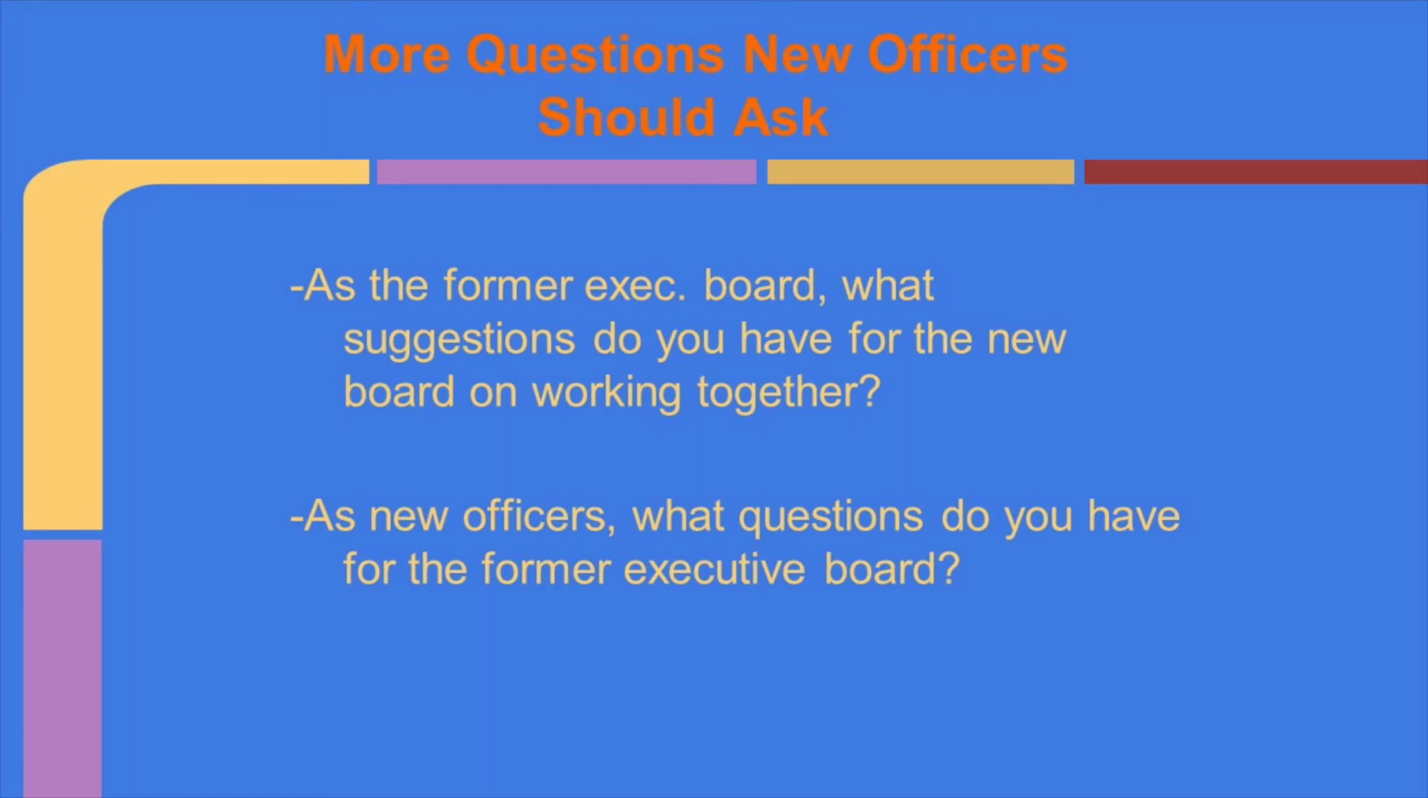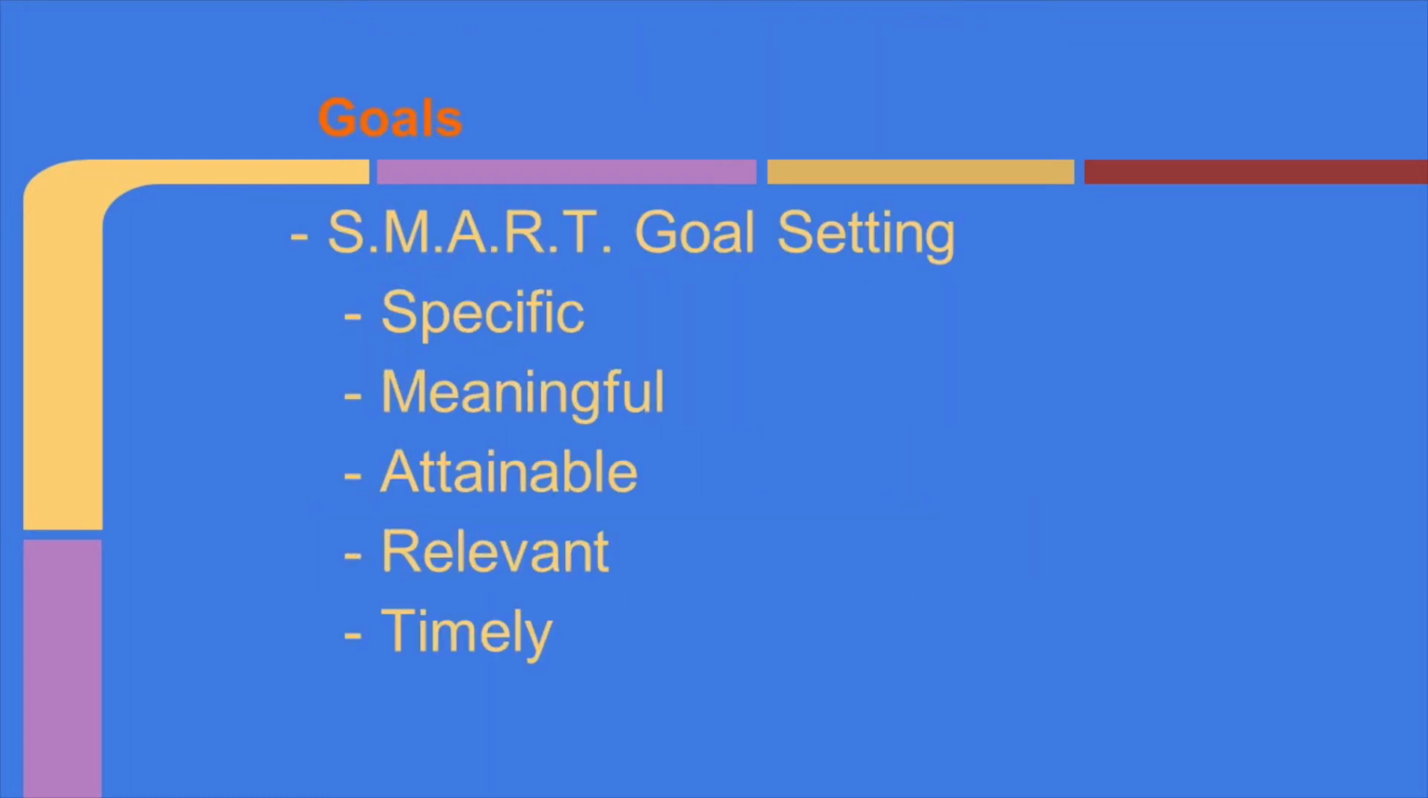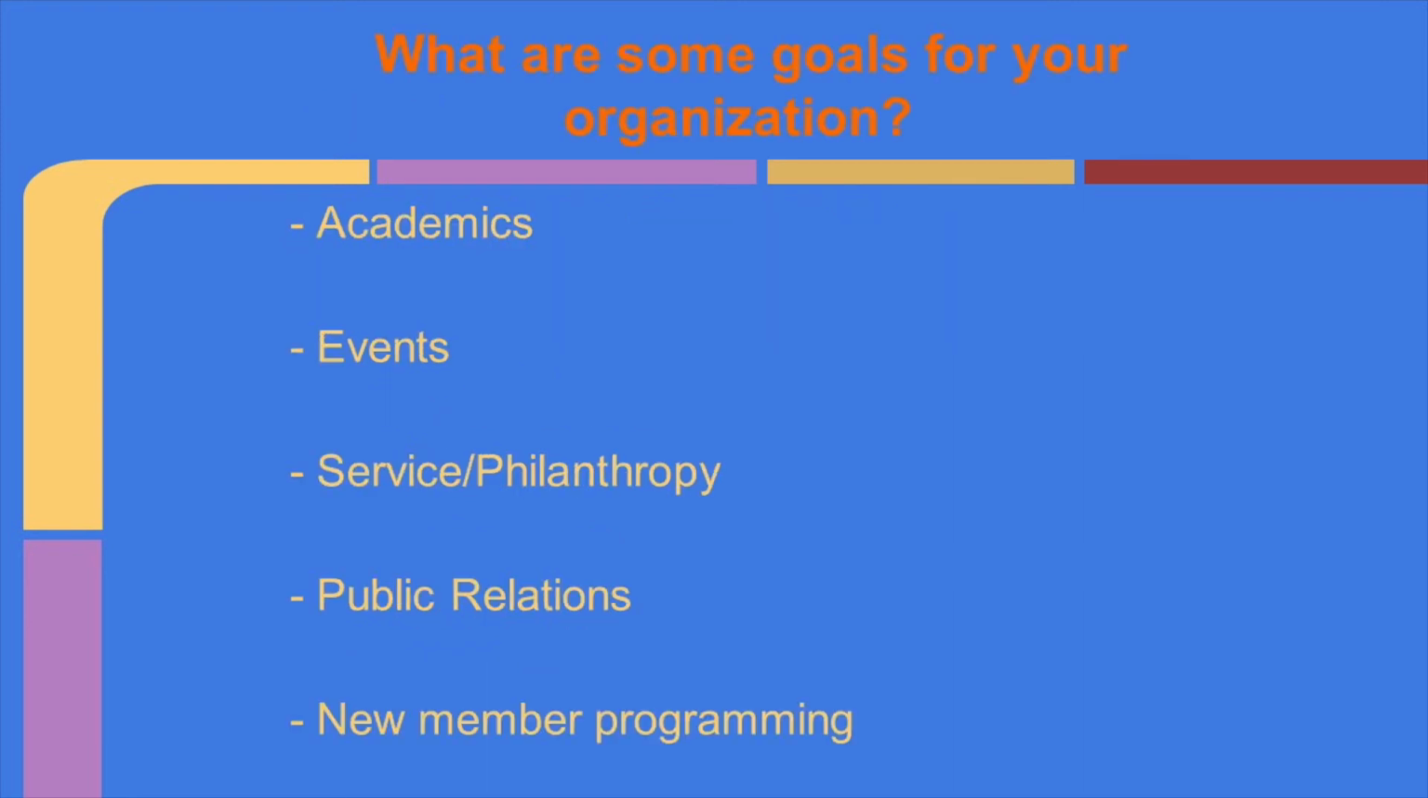This transition time is also a great time for goal setting. We recommend framing your goals around a method called SMART goals. These goals are specific, meaningful, attainable, relevant, and timely. If you try to stick close to those requirements, your goals will be easy to track and hopefully easy to accomplish. If you can't think of goals, try centering them around academics, events that your club would like to hold, service and philanthropy opportunities, public relations and your club's visibility, and new member programming to help new members ease into the club. Student Life is always here to help.